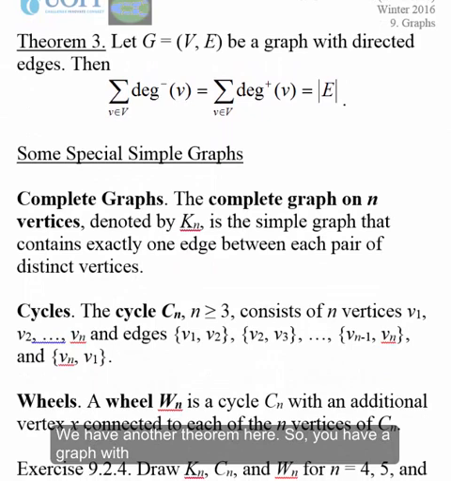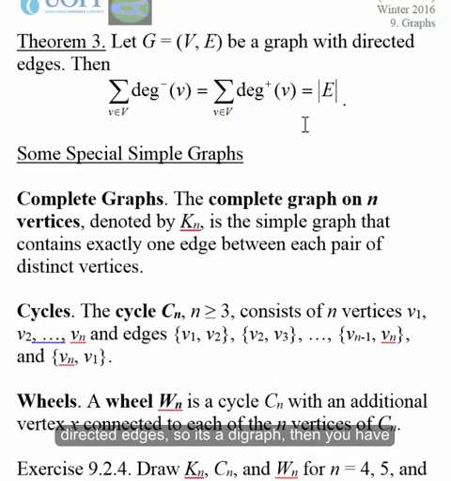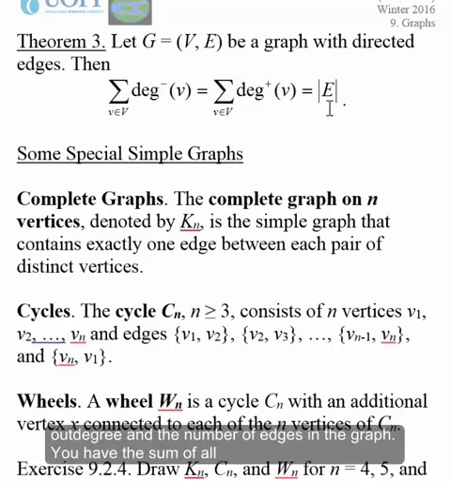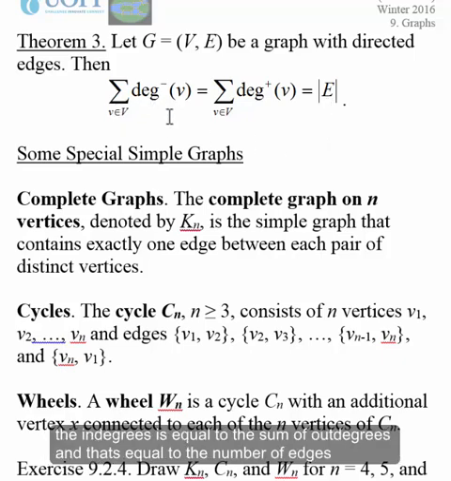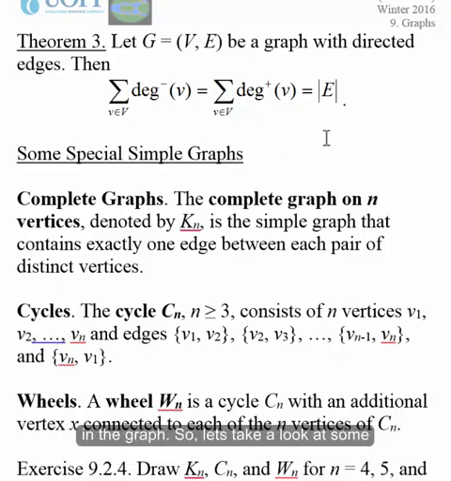We have another theorem here. So you have a graph with directed edges, so it's a digraph. Then you have some relation between the in degree and the out degree and the number of edges in the graph. You have the sum of all the in degrees is equal to the sum of all the out degrees, and that's equal to the number of edges in the graph.